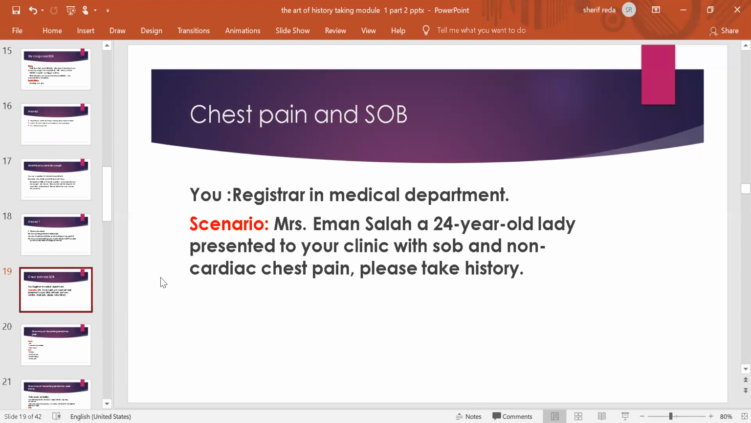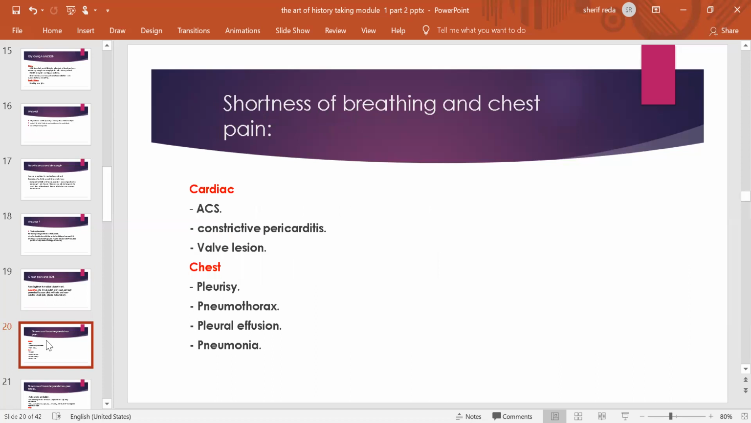We will take another case related also to the chest, which is very common in real life and also in the exam: chest pain and shortness of breath. You are a registrar in the medical department. Mrs. Iman Salah is a 24-year-old lady who presented to your clinic with shortness of breath and non-cardiac chest pain. Please talk to her and take a history. What is the differential diagnosis for shortness of breath and chest pain?